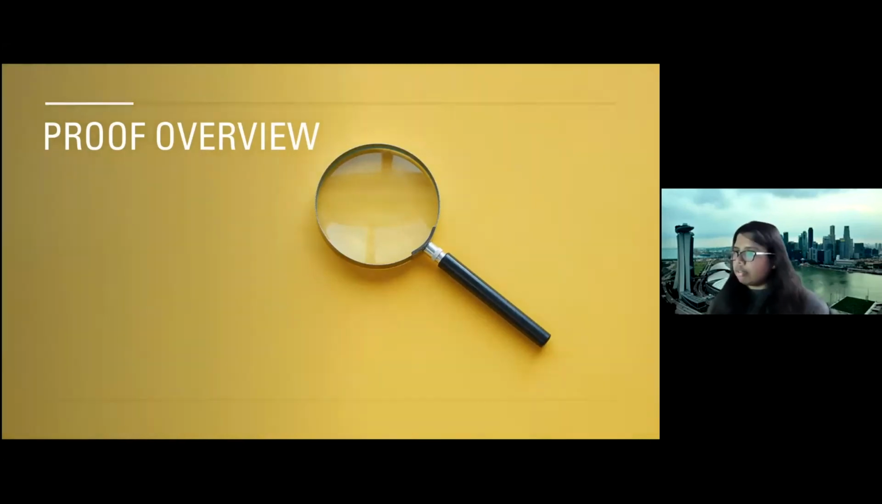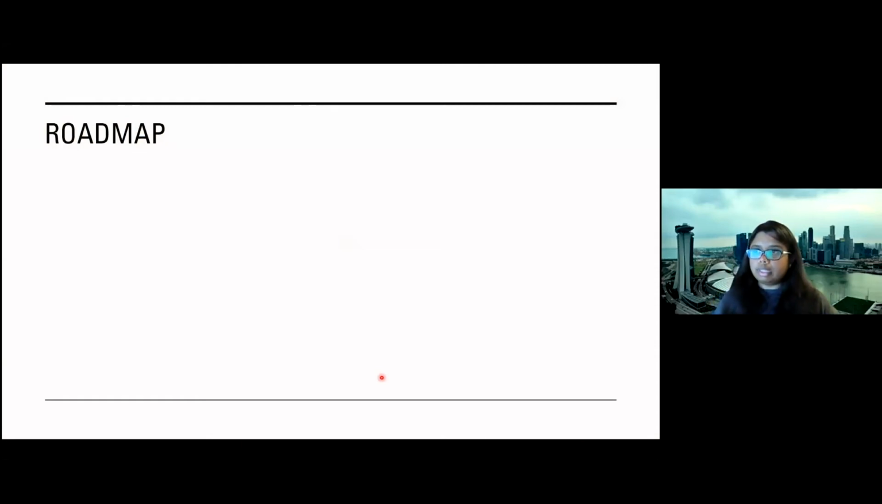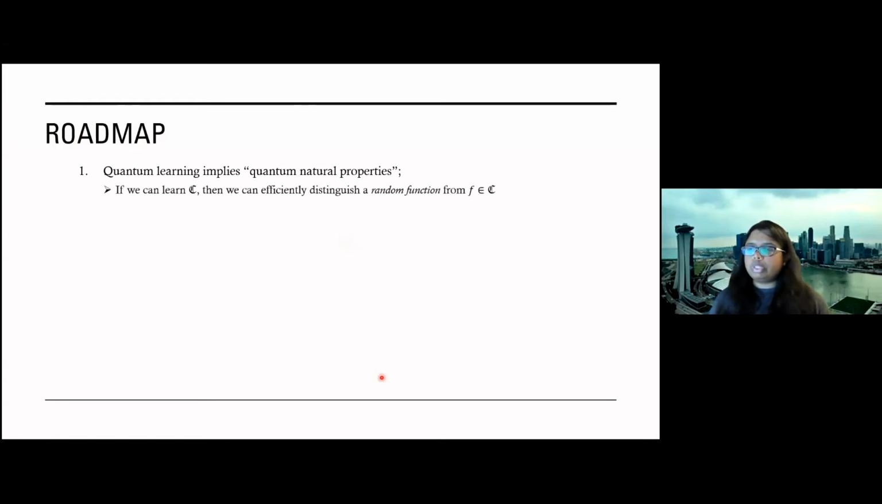So let's get into the roadmap of how we go about proving this result. There are essentially three steps that we use to get the theorem. The first step says that if you have a quantum learning algorithm, that implies what's called a quantum natural property. I will define what this is as we go ahead, but intuitively, if I can learn this class C, then there is a way for me to distinguish this class from random functions. So think of the natural property as an algorithm or some kind of combinatorial thing that lets me distinguish some structure that is there in C from being completely random.